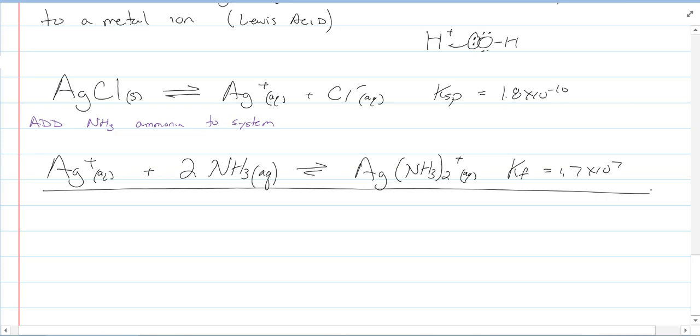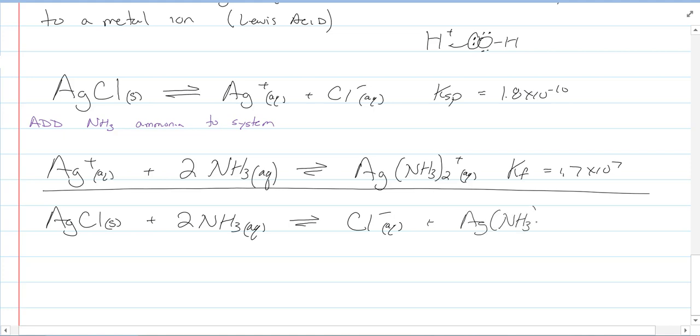Overall reaction now would be AgCl solid plus 2NH3 going to, I'm going to put chloride first, and Ag(NH3)2 plus. That's my complex ion, with the K being Ksp times Kf, which would be 3.1 times 10 to the minus third, which is a lot bigger.